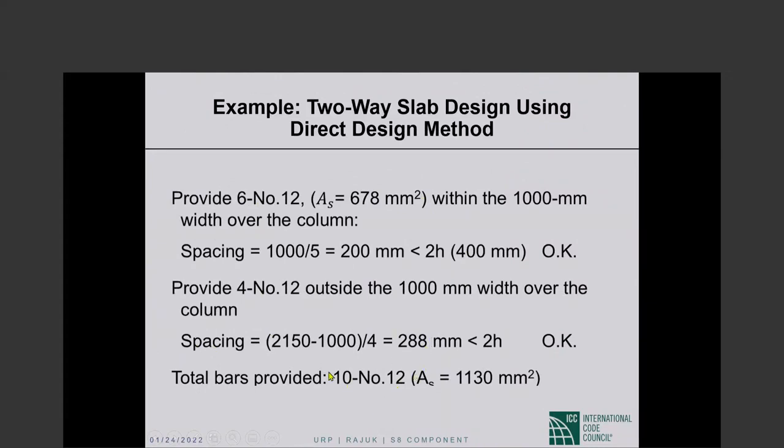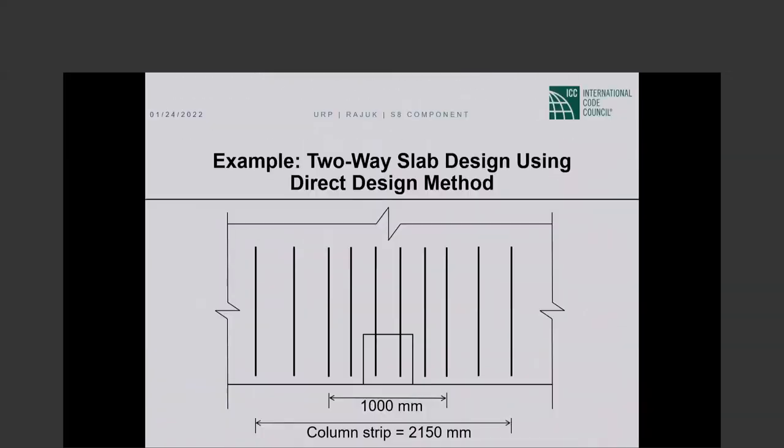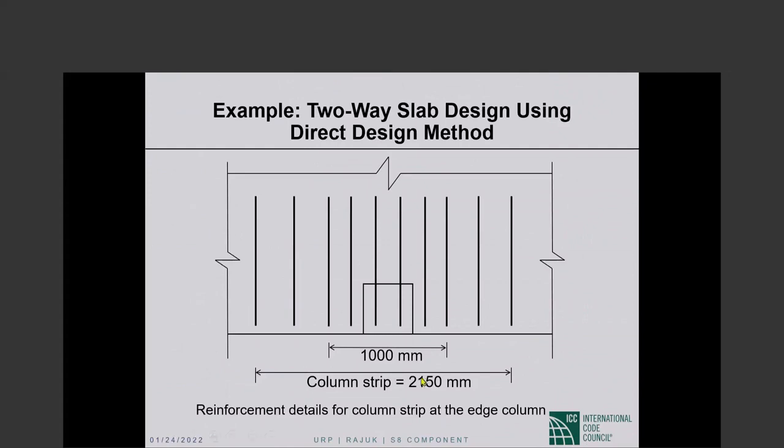So now we are looking at a total of 10 bars: 6 within the moment transfer band, and 4 outside, because we are transferring a lot more moment, 100% rather than 63% of the unbalanced moment. Okay, so this is what the column strip looks like: 6 bars in the moment transfer band and 4 bars outside, 2 on this side, 2 on the other side, for a total of 10. So when you transfer more moment, this is what you get.